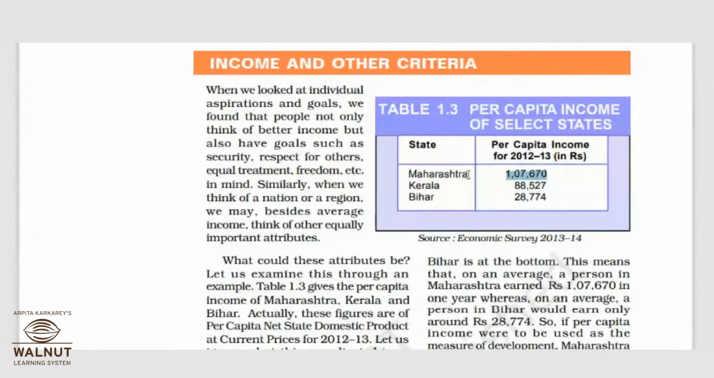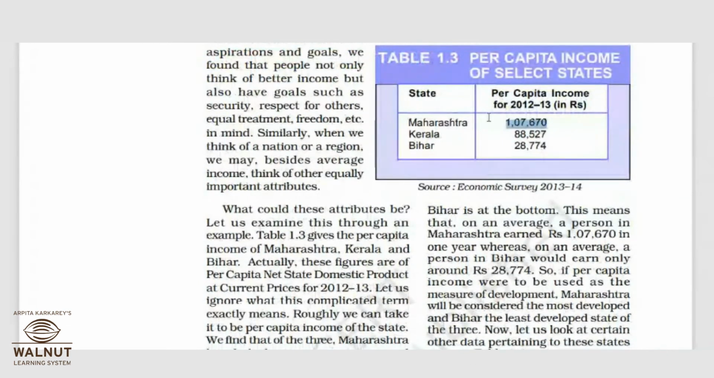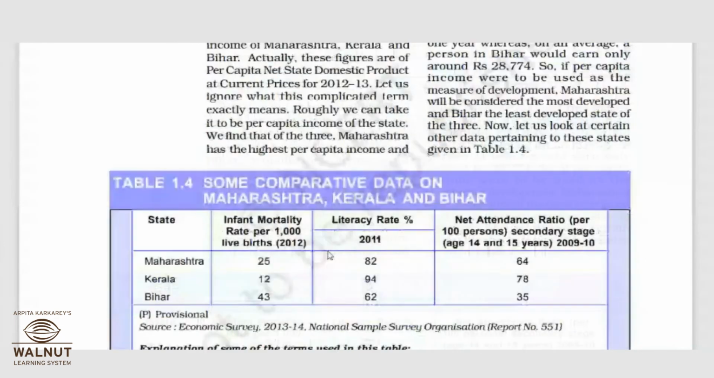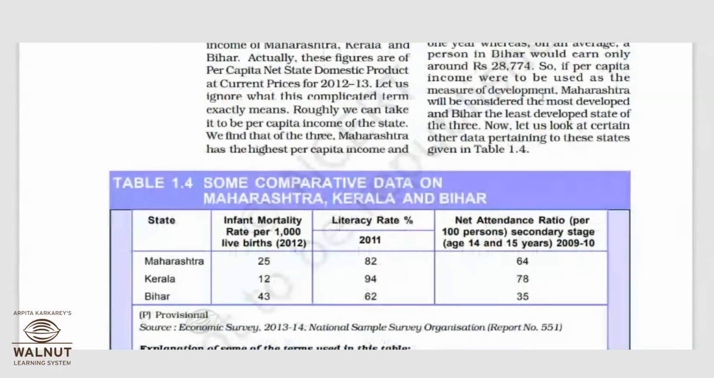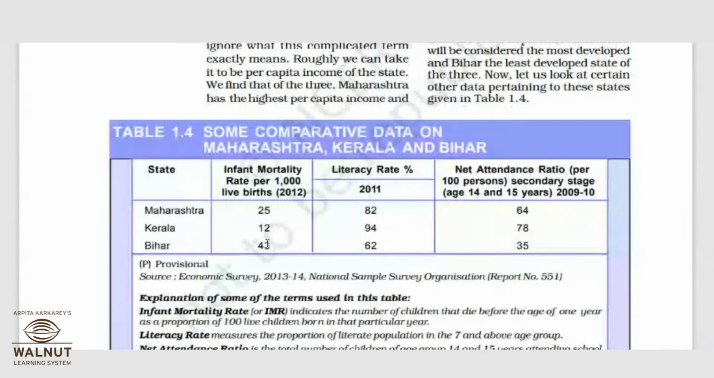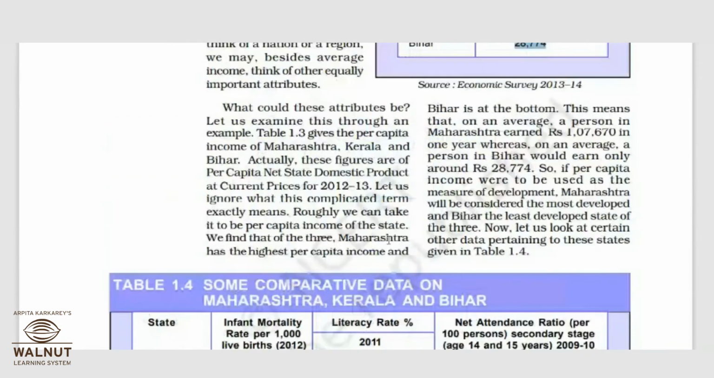Maharashtra. So if we take only this factor into consideration, we will say that Maharashtra is the most developed. But if we take this into consideration, then let's say that Kerala is the most developed. And Bihar is anyway ranking the least because the per capita income is less, the infant mortality rate is high, and the literacy rate is much lower. So Bihar is at the bottom.